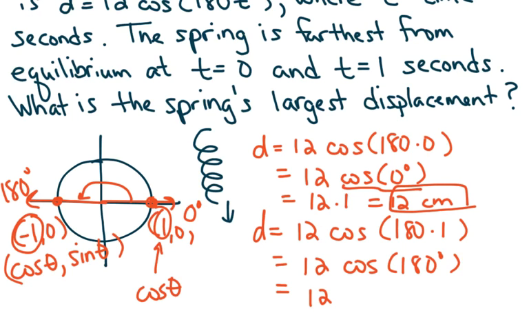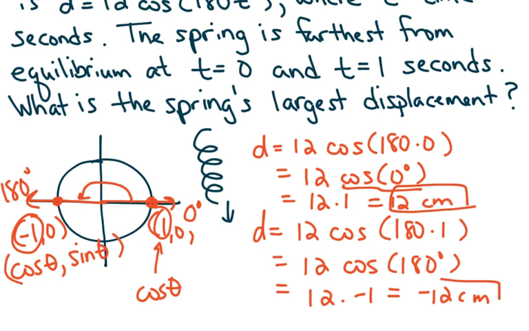So we're going to multiply this by -1, and we get -12 centimeters. Now, can you have -12 centimeters? It just means that it's 12 centimeters in the opposite direction. So it can go as far as 12 centimeters this way, or 12 centimeters this way from its equilibrium position.